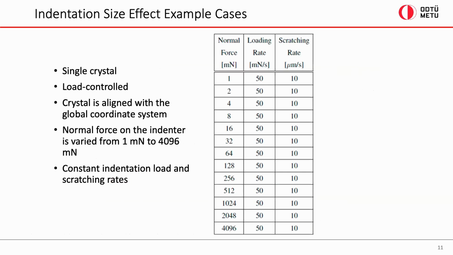So the first example cases are about indentation size effects. We worked with a large range of normal forces on the indenter. The indenter is indented into the material through a load-controlled method. So the normal force applied on the indenter is prescribed from 1 millinewton to 4096 millinewton, and the rates of loading and scratching are the same in all cases. We are working with a single crystal here. The crystal is aligned with the global coordinate system, so no weird orientations.